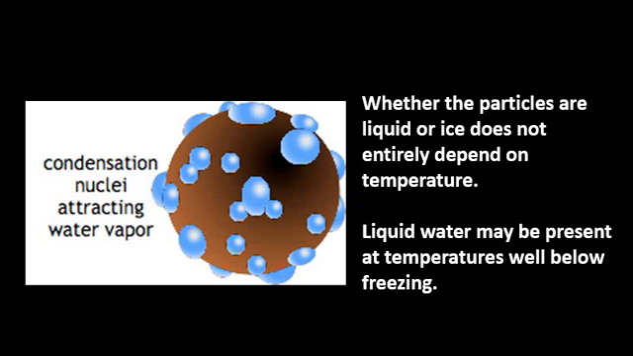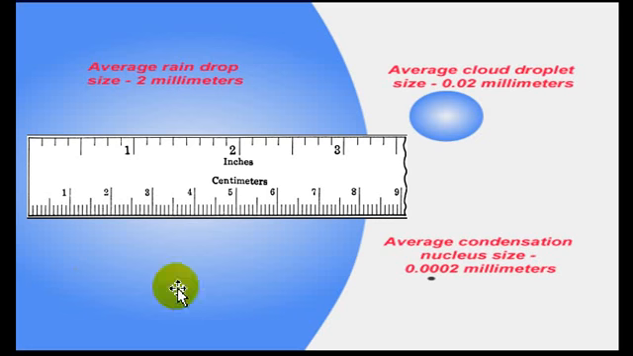Whether particles are ice or liquid doesn't really depend on temperature, and liquid water may be present at temperatures well below freezing. That's called supercooled water. But what I wanted to do was I put a ruler here, and we've got centimeters, and these tick marks would be the millimeters. We can see how that compares to an inch, or half inch, or a quarter inch. The average raindrop size is 2 millimeters, so that would be 2 of these tick marks.